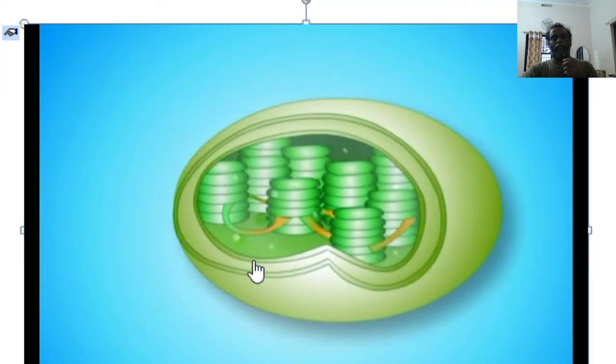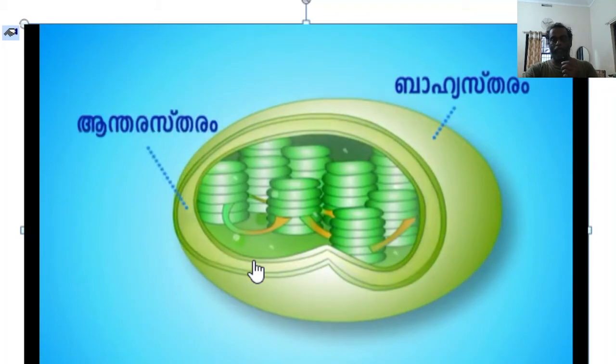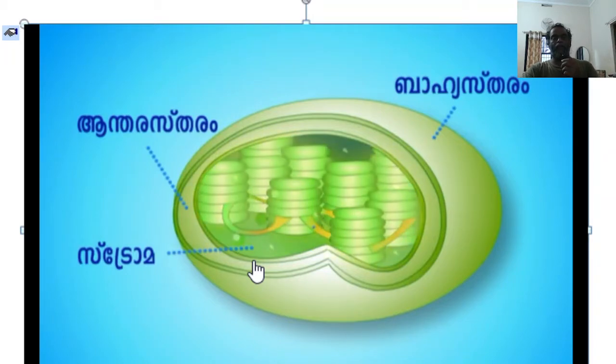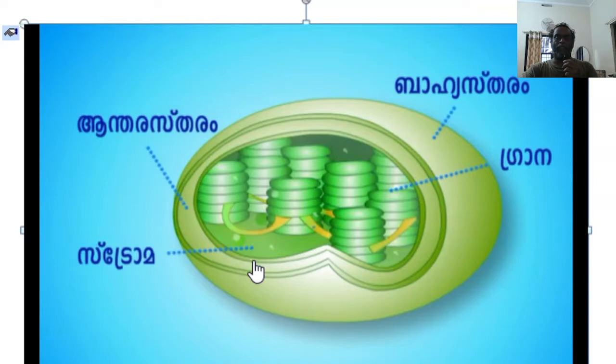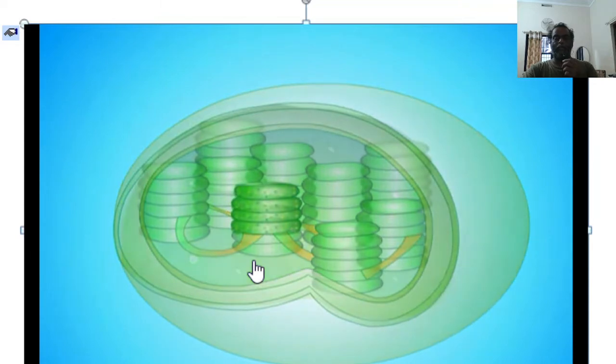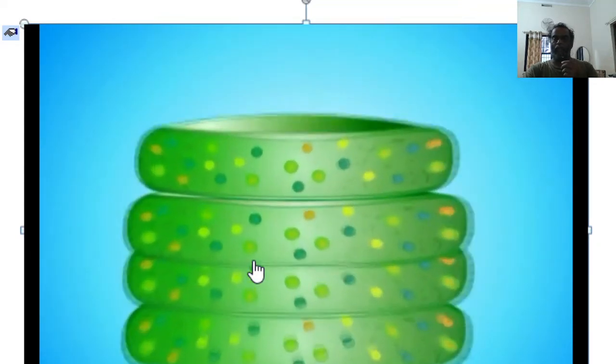When we take a cross section of a chloroplast, we can see that there are two layers, an outer layer and an inner layer. Inside the sac, you can see layers of grana. Grana are similar to coins placed one above another, and a liquid part is also there, known as the stroma. And the part which connects grana is known as stroma lamella.